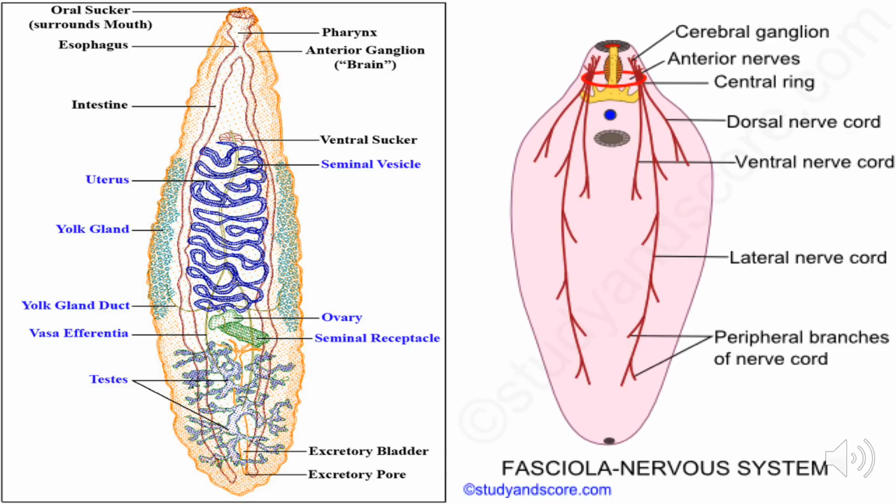Take a look at the second picture. From this anterior ganglion or anterior nerves, you will have their branches. And we will name the branches as ventral nerve cord, dorsal nerve cord, and lateral nerve cord. So these are basically equivalent to the nerves, peripheral nerves that we have in our body.